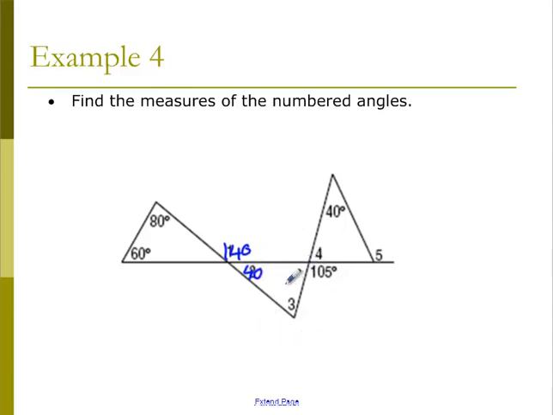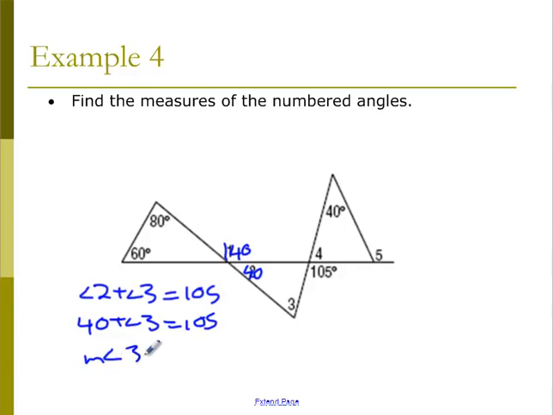Now what I need to do is I need to use this 105 and the 40 to add up to angle 3. I know that angle 2 and angle 3 are interior angles and they add up to this exterior angle 105. And so angle 3 has to equal 65. We'll write it out here.